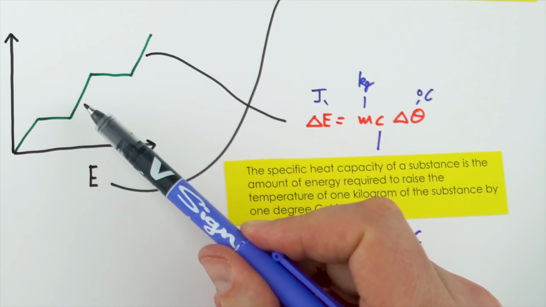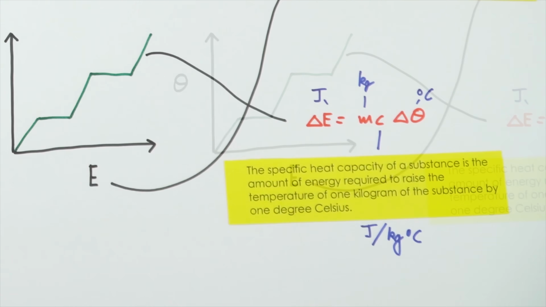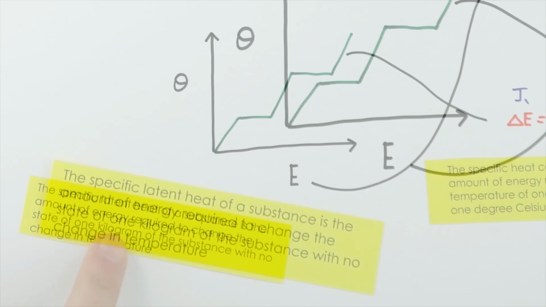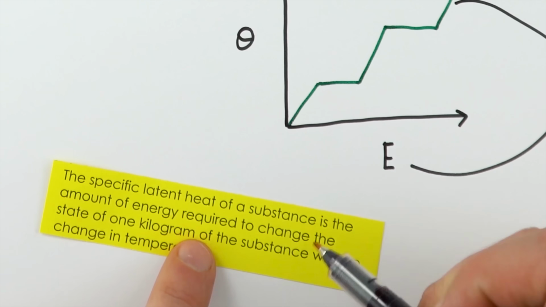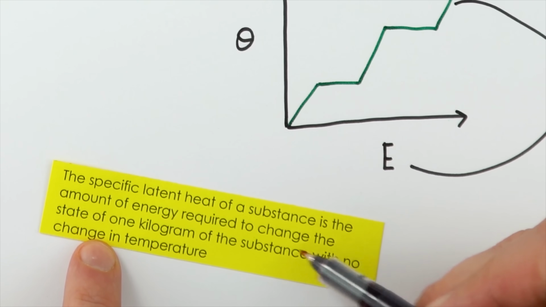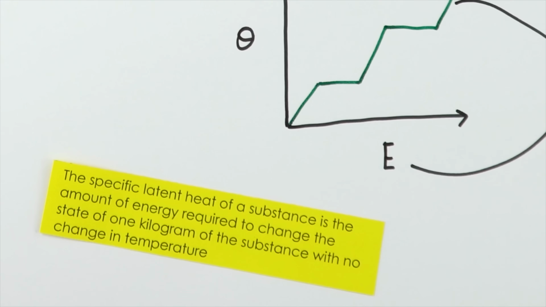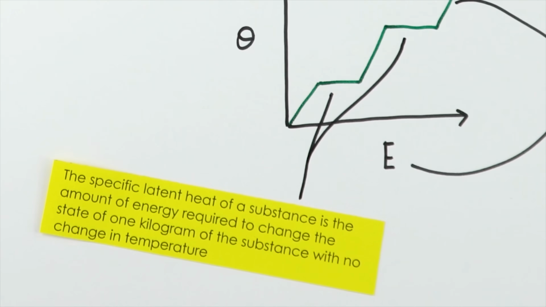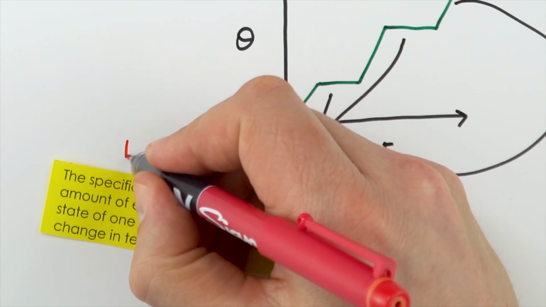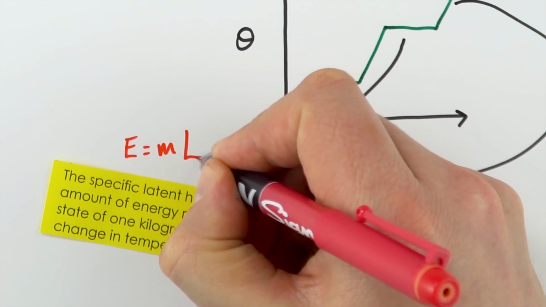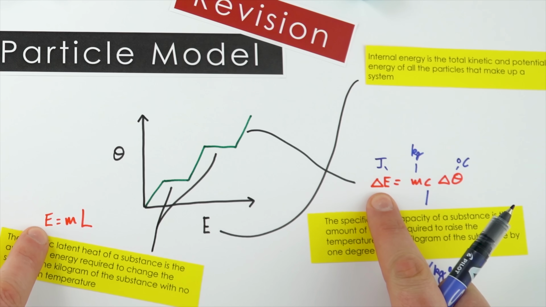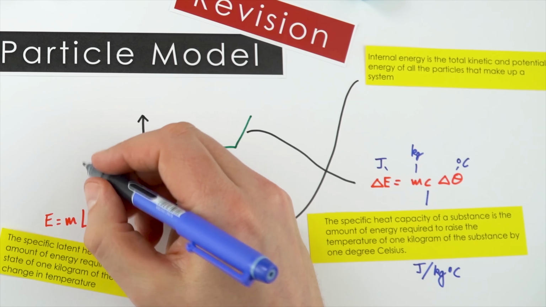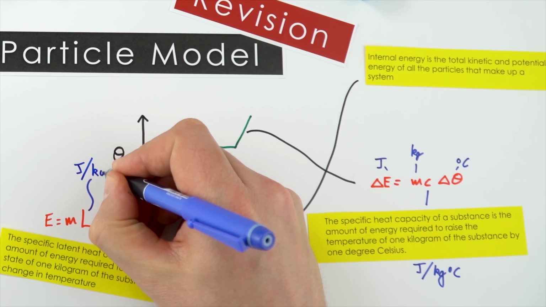But what happens when something is changing state? Here the temperature doesn't change, and there we need to think about something called the specific latent heat. And this is then defined as the amount of energy required to change the state of 1 kilogram of the substance with no change in temperature. So this is where we're looking at this region on the graph, or this one up here. And the equation that we can use for this is that E is equal to mL. Once again, we measure our energy in joules, our mass in kilograms, and that means the units for the specific latent heat are joules per kilogram.